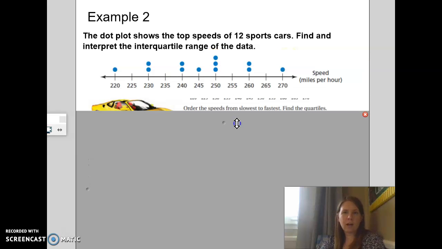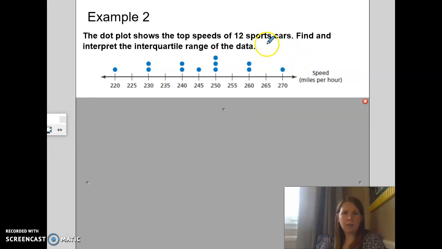So here's our dot plot. So here's the 12 different cars. I can tell it's 12 cars because there should be 12 dots. And it's showing the top speeds all those cars can do. So we need to find and interpret this interquartile range.